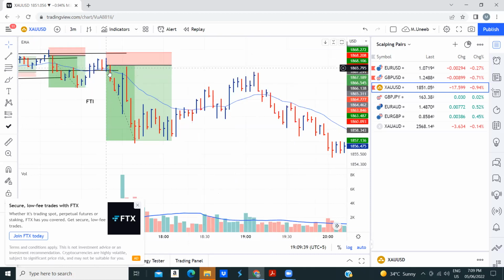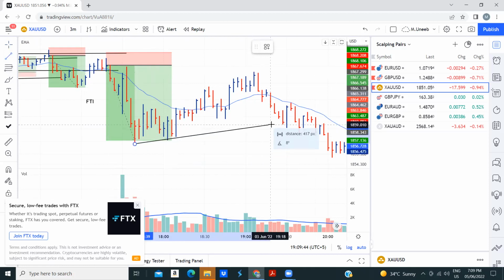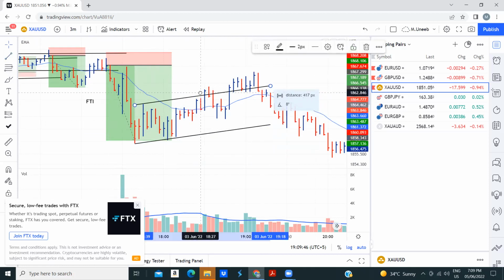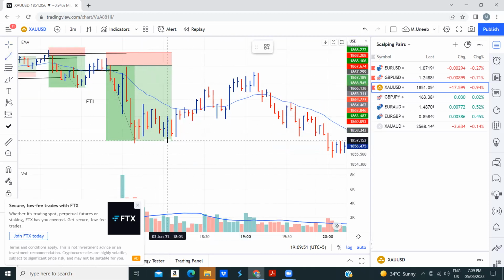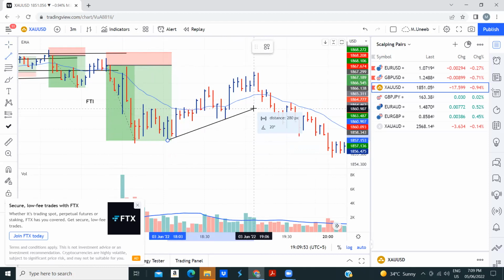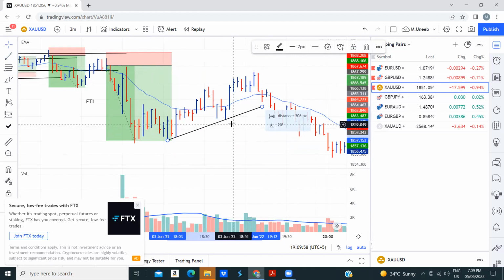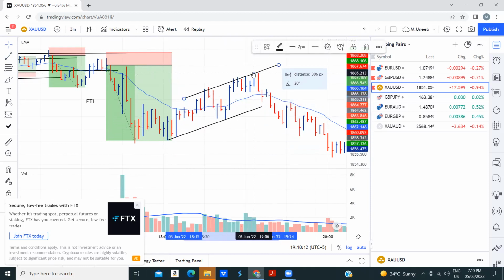If this is falling through ice, this whole move, how about this one? If you draw this channel here, okay, the first higher low was observed from here, sorry. This is the first higher low. Okay, so if this is the first higher low, we can draw the trend channel and we can observe.